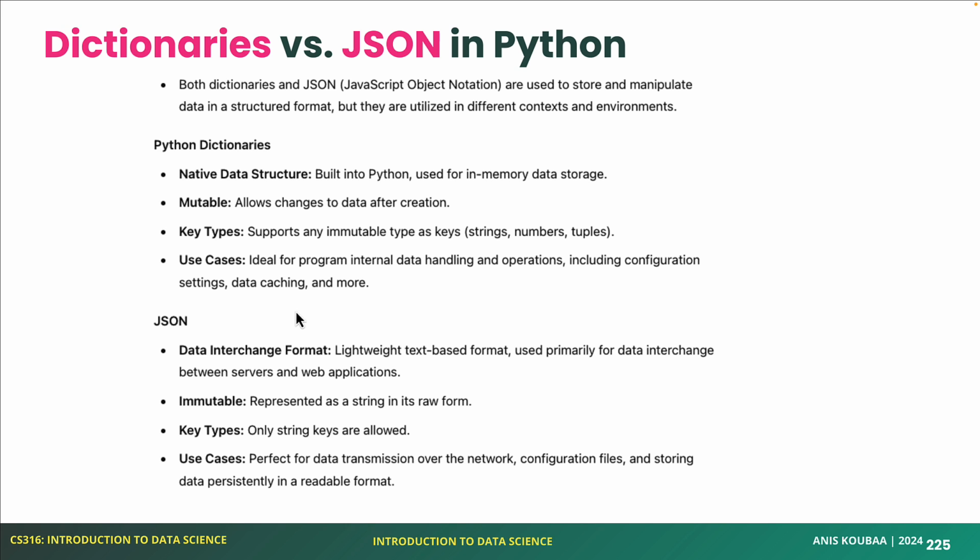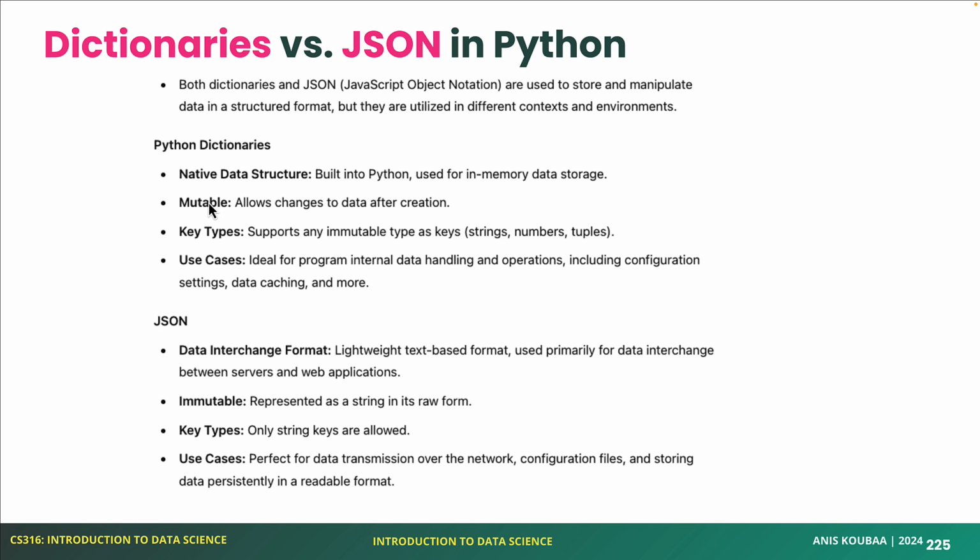Here in these slides, I provide the differences between a dictionary and JSON. Dictionaries are native data structures, built into Python and used for in-memory data storage. This is why we use dictionaries. On the other hand, JSON is a data interchange format, used to exchange data between, for example, a client and a server. Why is it used? Because it is lightweight and text-based. Everybody can understand it, and it's used primarily for data interchange between servers and web applications. So it's basically for network communication of messages.